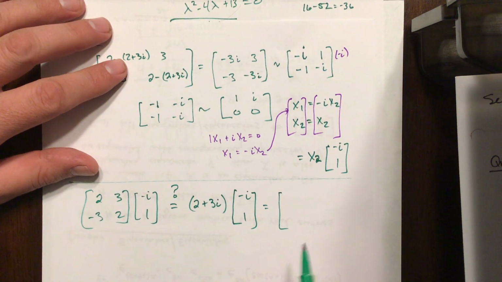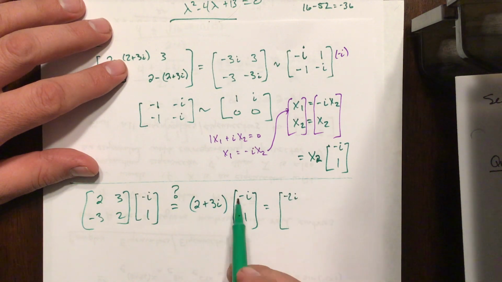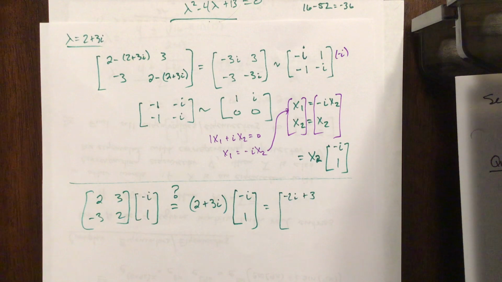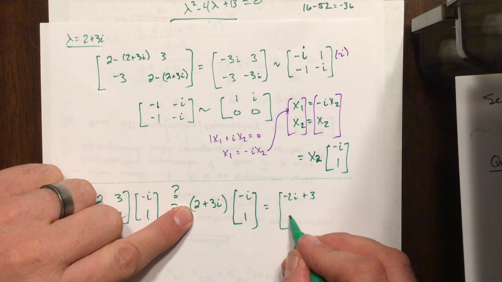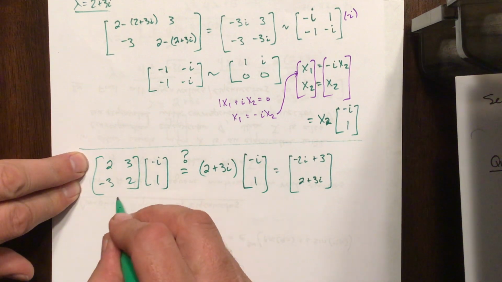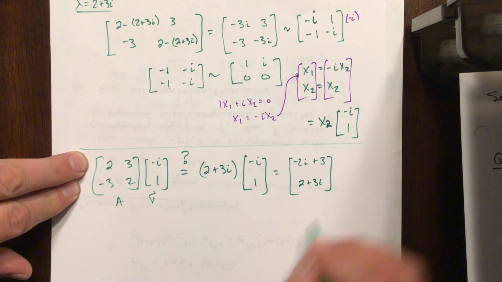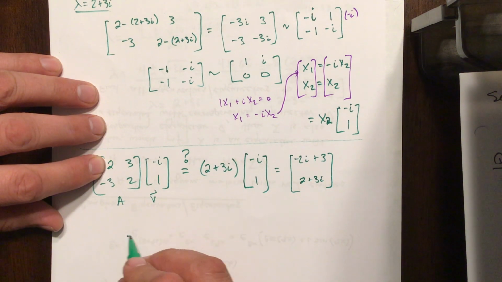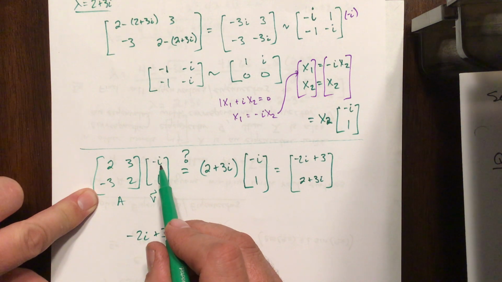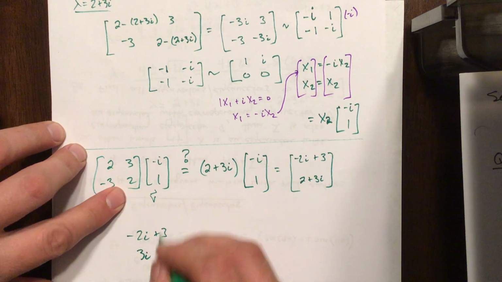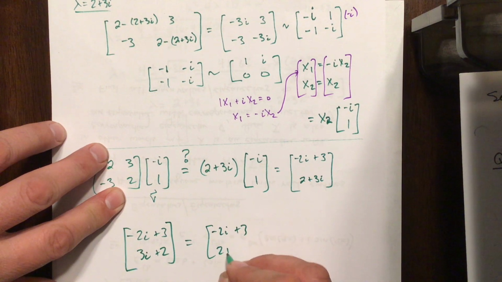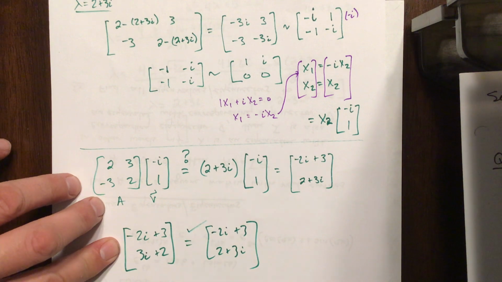What I want to do is make sure that this is a true statement. So if I do this, what's negative i times 2? That's minus 2i. Negative i times 3i is minus 3i squared, and minus 3i squared is 3. And down here, I get 2 plus 3i. So the question is, what do I get when I multiply A times v? Is it equal to this? I hope so. So 2 times negative i is minus 2i plus 3. And this is minus 3 times minus i, that's positive 3i plus 2. Is this equal to minus 2i plus 3, 2 plus 3i? Sure is. There you go.